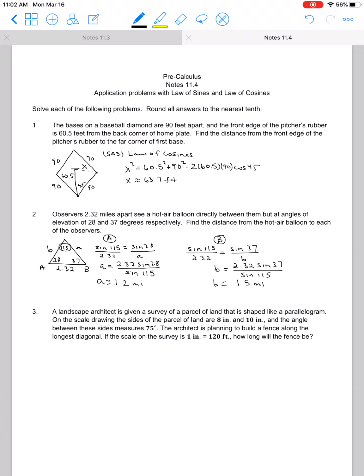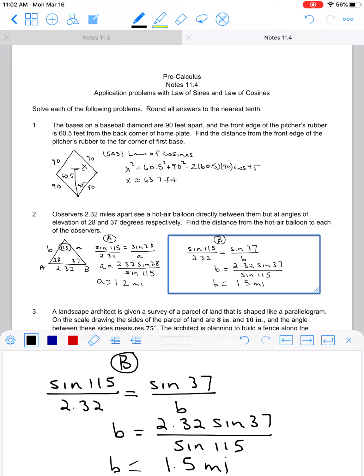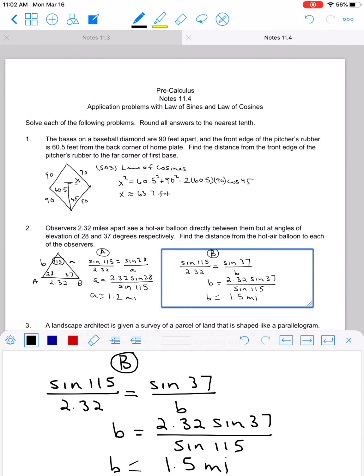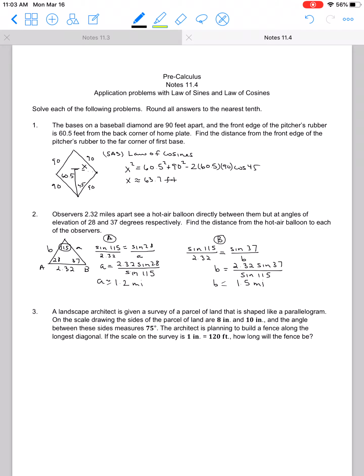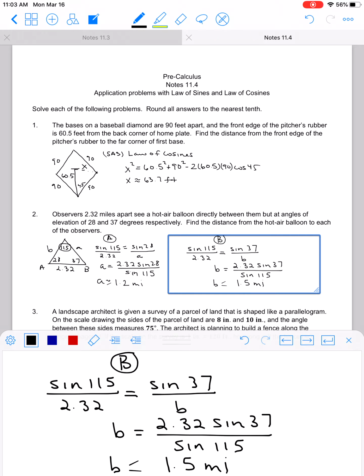So once again, quick example. We're not going to try to make it impossible, but we're going to see if you can apply the different laws that we've discussed to real world problem type situations. So let's look at the last one.